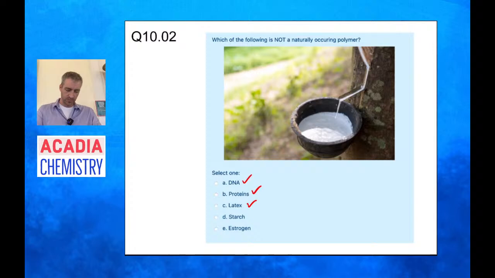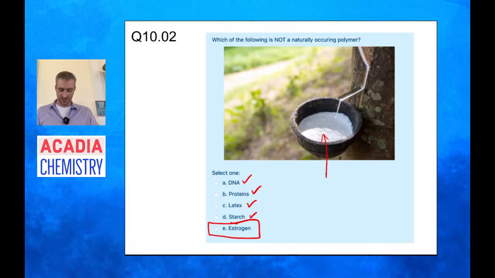Starch is also a naturally occurring polymer. It's made up of sugar units repeated again and again. So the correct answer here is estrogen. We looked at the structure of estrogen in the water chapter because we were comparing it to the structure of BPA. And they have some similarities in their structures, which causes BPA to act a little bit like estradiol. This is a picture of latex, by the way, being harvested from a tree. I think it's a tree or a bush, plant, I don't know.